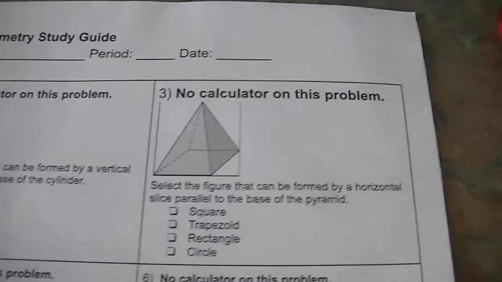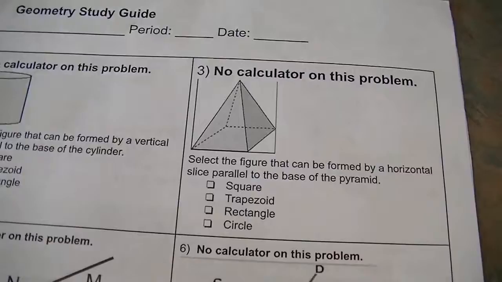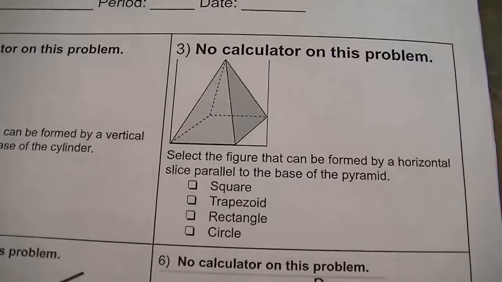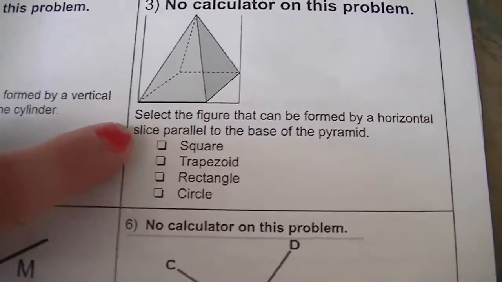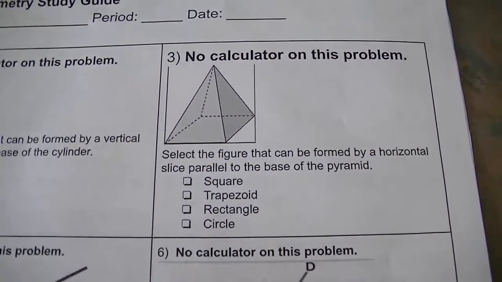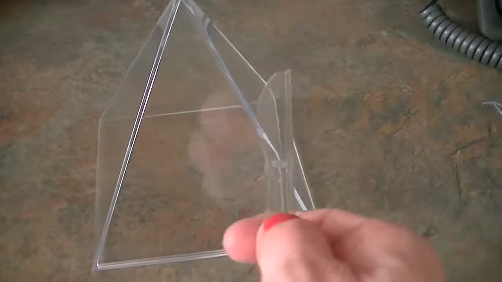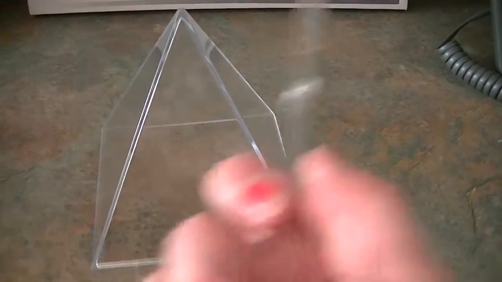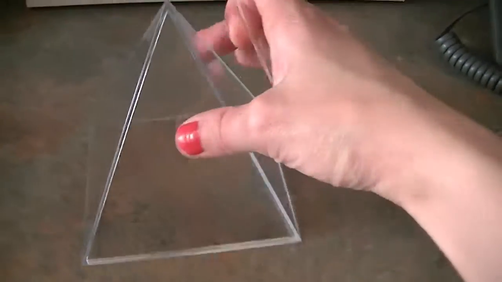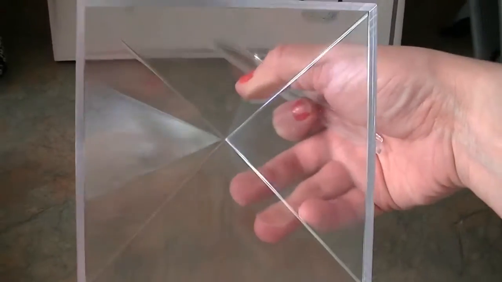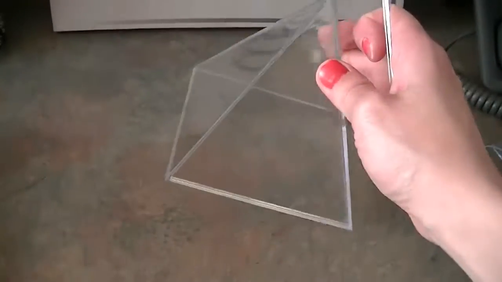Okay, the next figure looks like a square pyramid, or maybe a rectangular pyramid. I'm not quite sure because I don't know the dimensions of the base. But anyway, it says select the figure that can be formed by a horizontal slice parallel to the base of the pyramid. So right there is the pyramid, and I'm going to go ahead and take a slice parallel to that base. So there's the base, so we're just going to slice it up there, wherever. And when we do that, the shape that the cross section forms is a square, or it could be a rectangle, depending on the dimensions, okay?